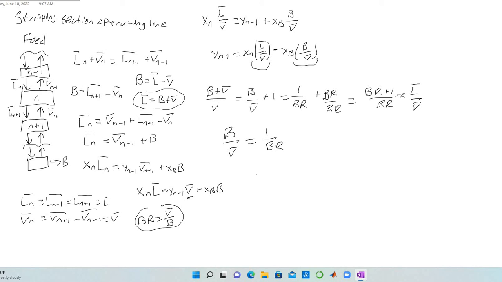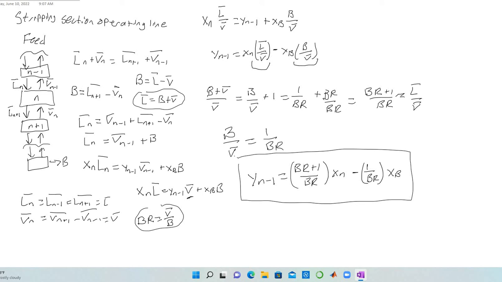So now we are left with y_(n-1) equals the boil-up ratio plus 1 divided by the boil-up ratio, times x_n, minus 1 over the boil-up ratio times x_B. And again, when we're using McCabe-Thiele, you want to know what the bottom's composition is going to be, and then you want to know what your boil-up ratio is, and you can get the slope of your operating line. So the last piece of the puzzle we have is the Q line.